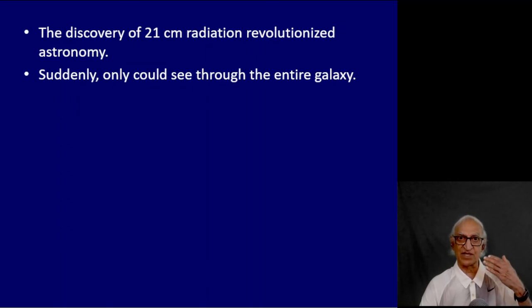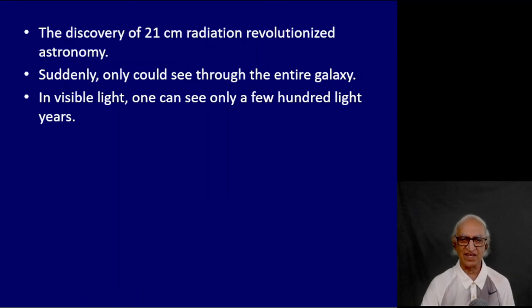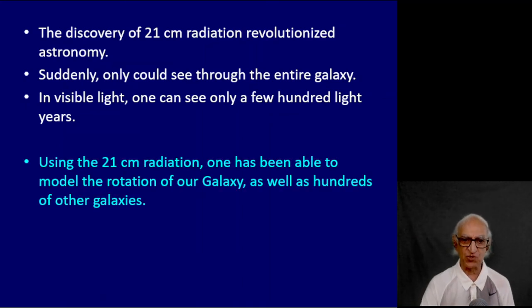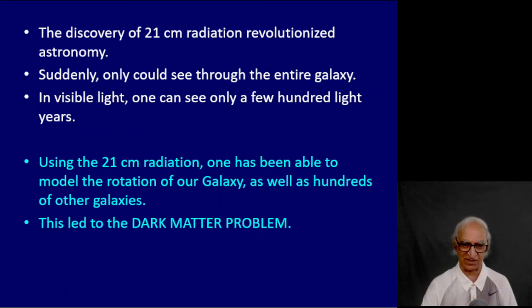Now, as I said earlier, the discovery of 21 centimeter radiation revolutionized astronomy. Suddenly you could see through the entire galaxy, indeed the entire universe. In visible light, if you look in the plane of a galaxy, you can only see the stars in our backyard, just a few hundred light years. Using 21 centimeter radiation, one has been able to model the rotation of our galaxy, as we will discuss in a subsequent lecture, as well as in hundreds of other galaxies, how the law of rotation of the galaxy.